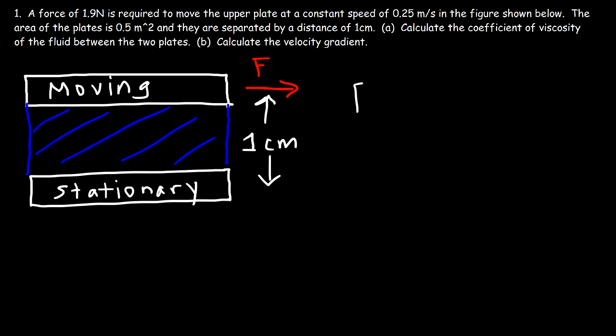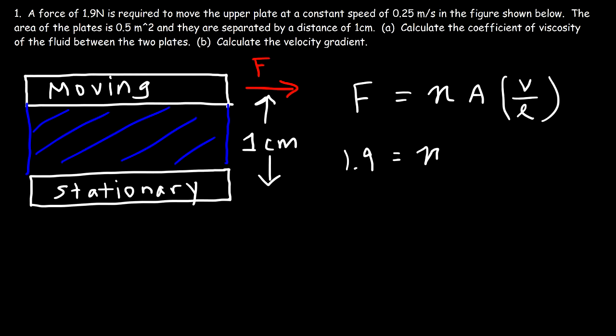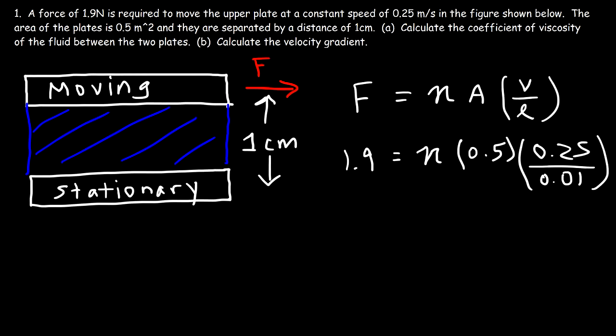So we know that the required force is equal to the coefficient of viscosity times the area times the velocity gradient. So the force in this example is 1.9. Our goal is to solve for eta. The area is 0.5. The velocity is 0.25. And the separation distance, that's 1 centimeter. So we've got to convert that to meters by dividing it by 100. So that's 0.01 meters.